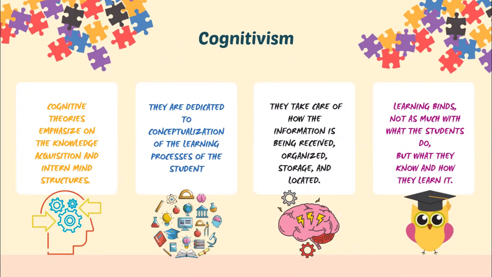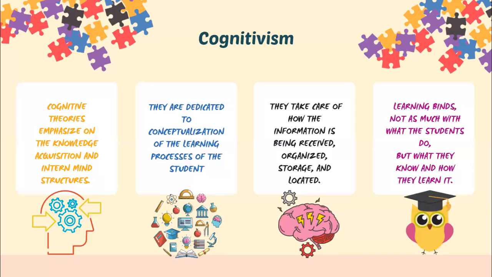According to Leiva, this author describes it as a scientific discipline opposite from behaviorism, which focuses on cognitive processes and has received the influence of the technological and communicative advance. We could say that this is a little bit progressive. Cognitive theories emphasize knowledge acquisition and intertwined structures. They are dedicated to the conceptualization of the learning process of the student, and they take care of how the information is being received, organized, stored, and located.